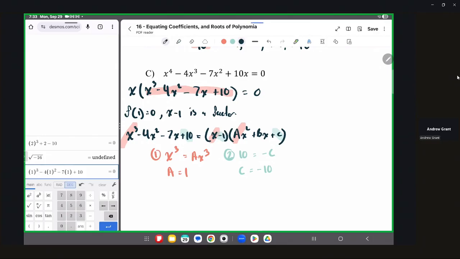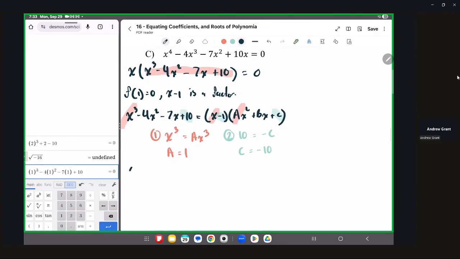And so when we factor this out, we're now dealing with x minus 1 times x squared plus bx minus 10 is equal to that above information. So x times x is x cubed, x times bx is bx squared, x times negative 10 is negative 10x, and then it's negative 1 times x squared is negative x squared, negative 1 times bx is negative bx, negative 1 times negative 10 is positive 10, and this has to equal that stuff from above.